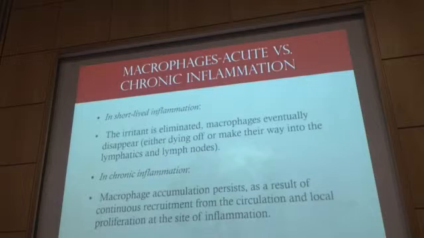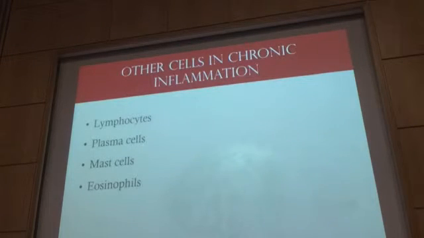So in short-lived inflammation, when the irritant is eliminated, macrophages disappear. They die off. They find their way into the lymphatics, except for the resident ones, and things go back to normal. But in chronic inflammation, they persist in the tissue because of the recruitment and the other stimulus, and they can cause a lot of tissue damage. Other cells that are found in chronic inflammation are T lymphocytes and plasma cells, but also mast cells and eosinophils, mostly in allergic reactions or asthma that we said are kind of mixed, acute and chronic.